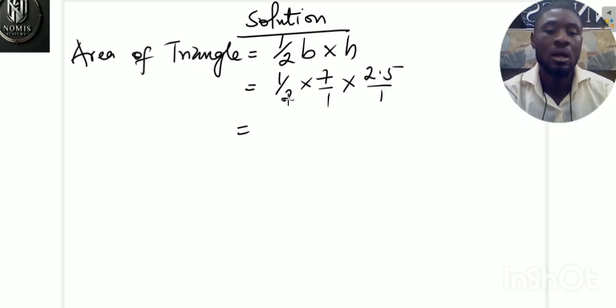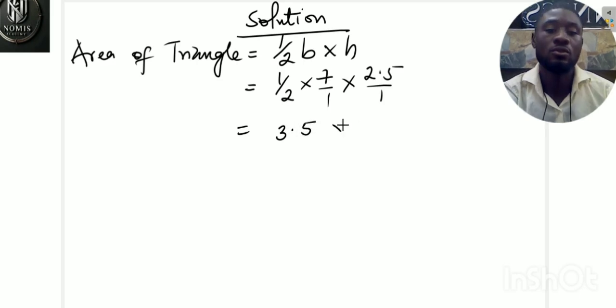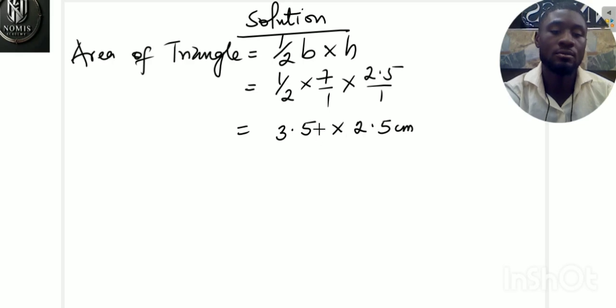So I can tell that 1 over 2 multiplied by 7, that is, anytime you see 1 over 2 multiplying any number, it's telling you to divide that number by 2. So 1 over 2 multiplied by 7 is 3.5, half of 7. 3.5 multiplied by 2.5 centimeter.